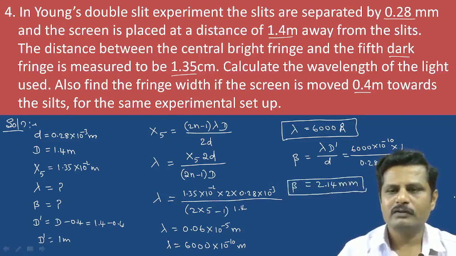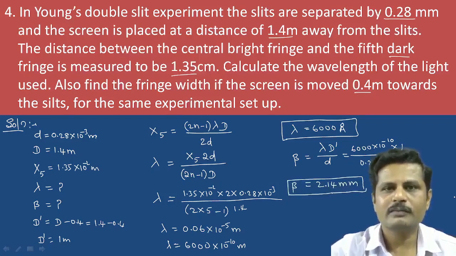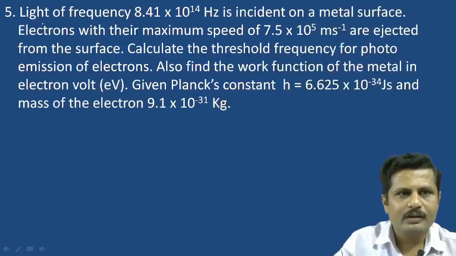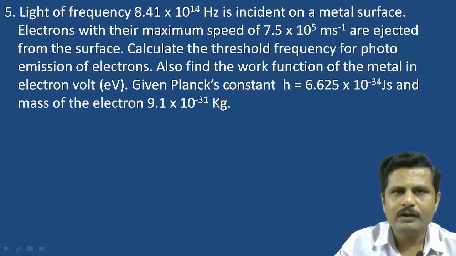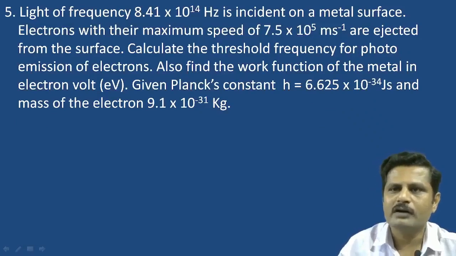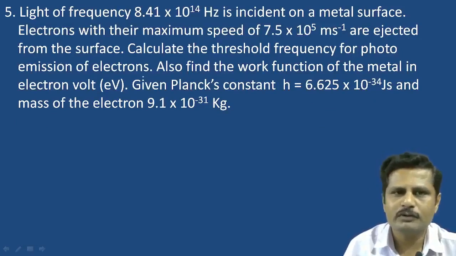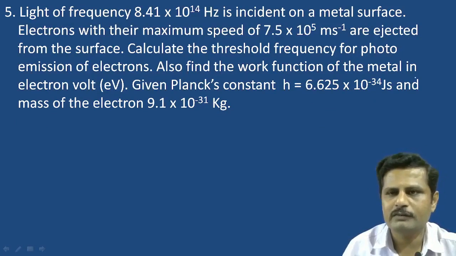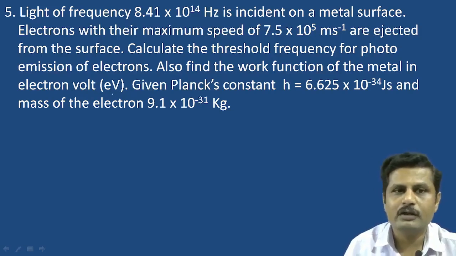Moving to the next question: light of frequency 8.41 into 10 raised to 14 Hz is incident on a metal surface. Electrons with a maximum speed of 7.5 into 10 raised to 5 meter per second are ejected from the surface. Calculate the threshold frequency for photoemission of electrons. Also find the work function of the metal in electron volt. Given Planck's constant and the mass of the electron.